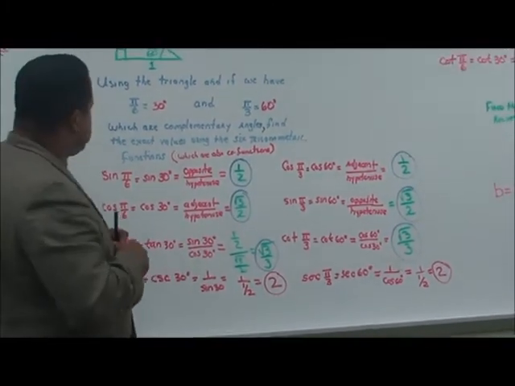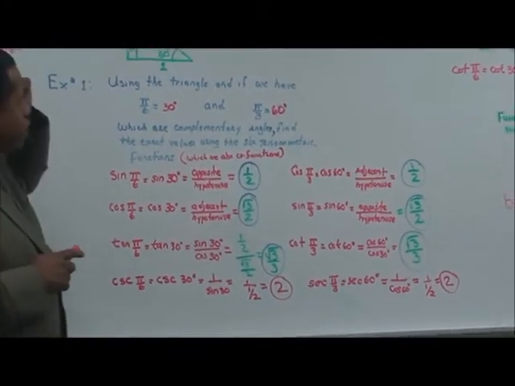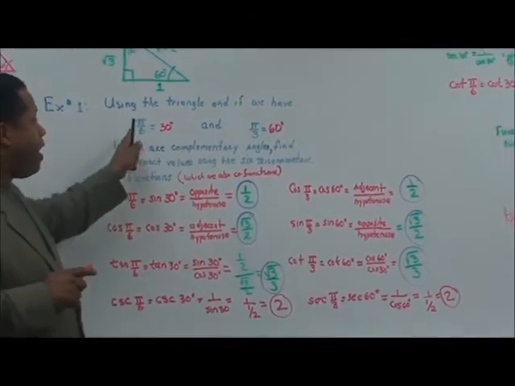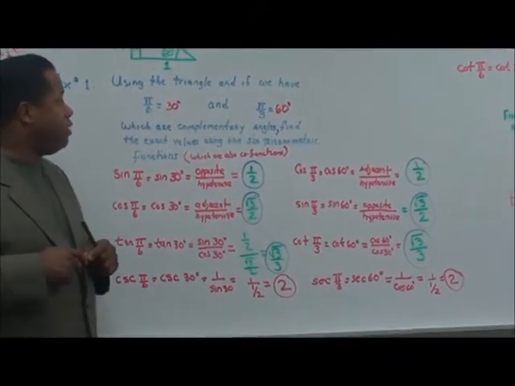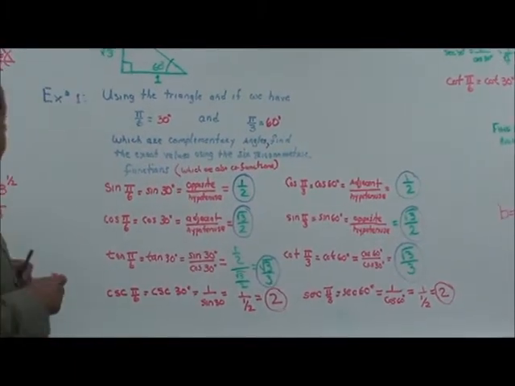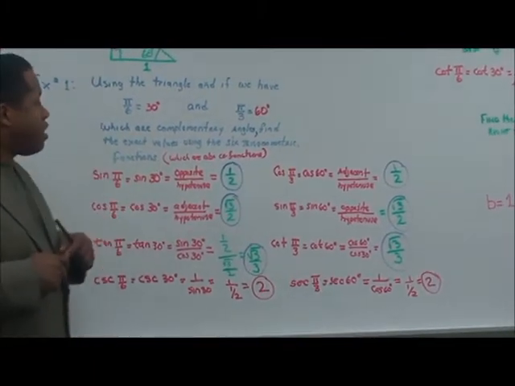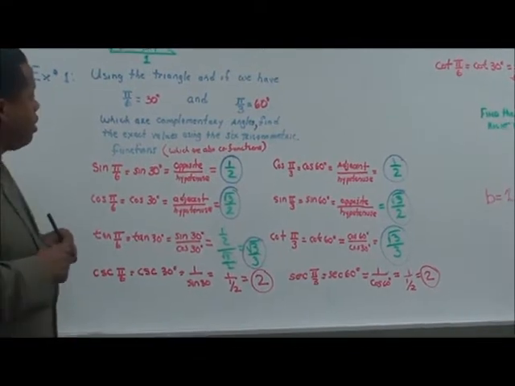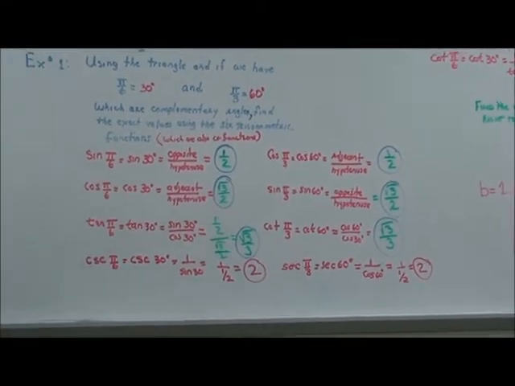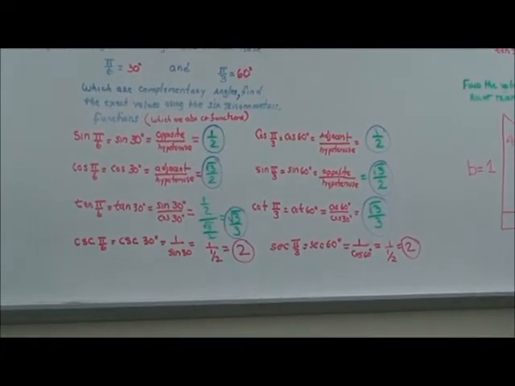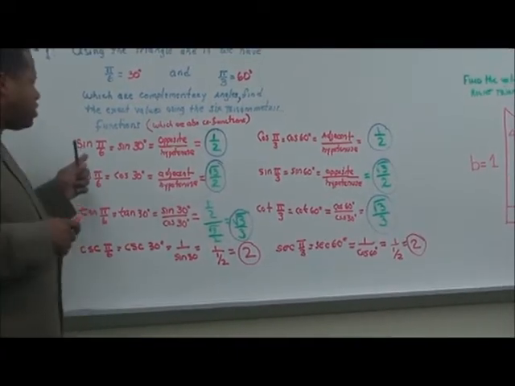Amazing. So let's look at using the triangle. We have pi over 6, which is equal to 30 degrees, and pi over 3, which is equal to 60 degrees, in which these angles are complementary to each other. Find the exact values using the 6 trigonometric functions, which are called functions of each other. So let's look at this here.